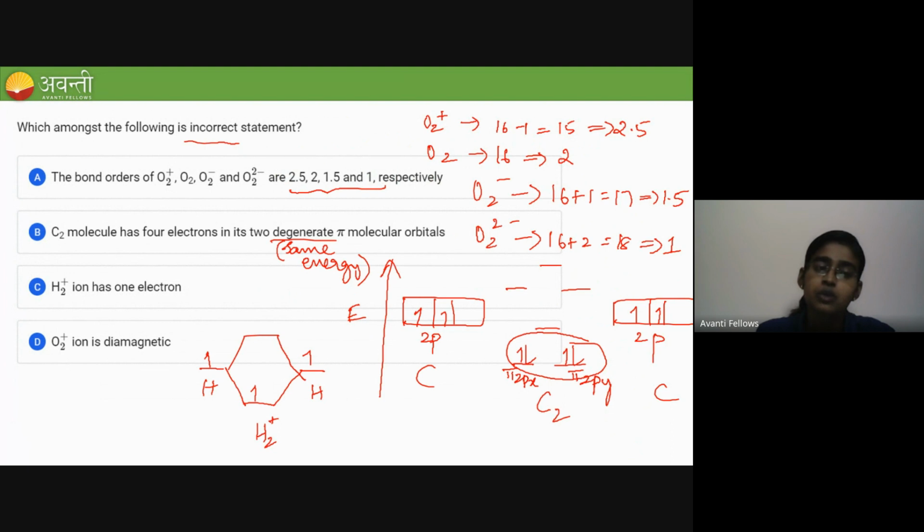O2 plus ion is diamagnetic. No. In O2 plus, for the 2p configuration, we will have bonding and anti-bonding. In bonding, all the electrons are filled. When you go for anti-bonding, for O2, we will have 2 electrons. And O2 plus means you have to remove 1 electron, so that electron will go from here. So O2 plus ion is still having 1 unpaired electron, which is paramagnetic in nature. But here it is given as diamagnetic. So option D is incorrect. Option D is incorrect.